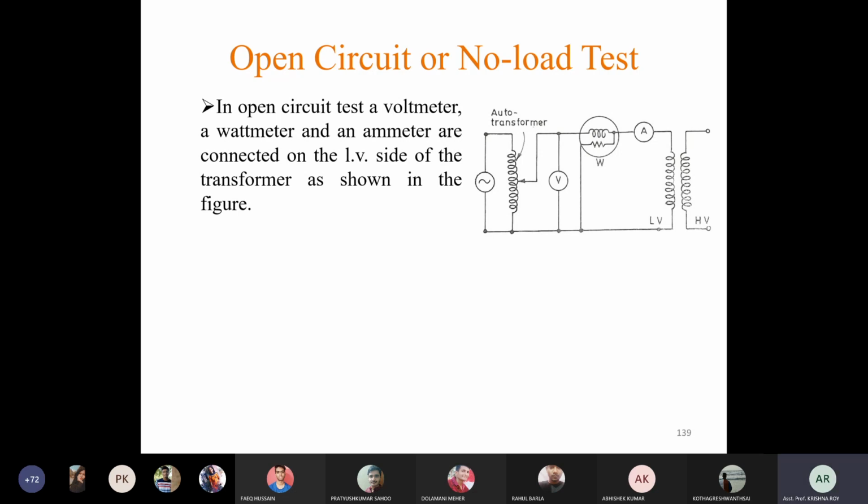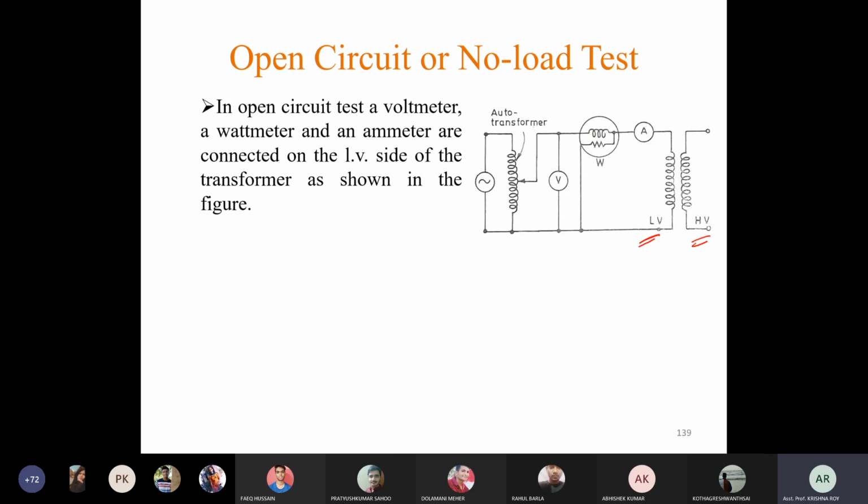So here the open circuit test is performed on the low voltage side. See, this is the low voltage side and this is the high voltage side. So this is the circuit diagram to perform the open circuit test. The open circuit test is performed on the low voltage side. What is the meaning of this statement?